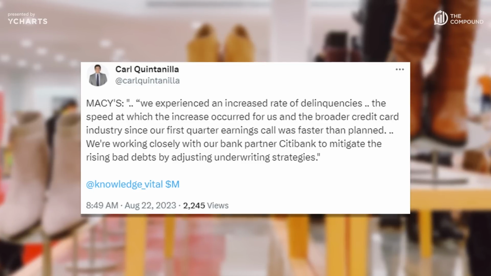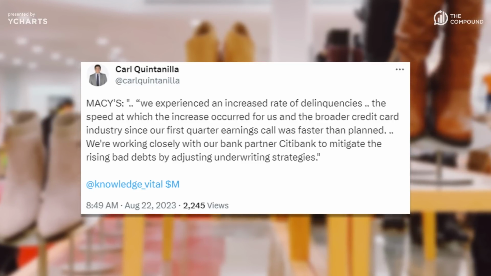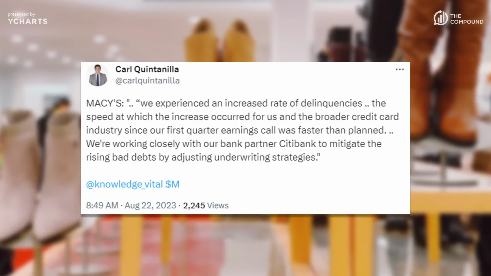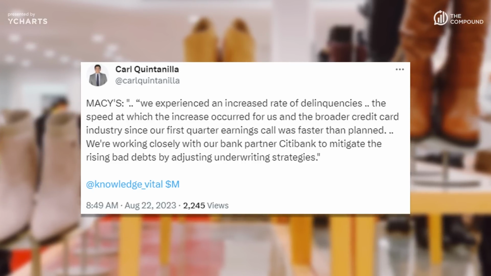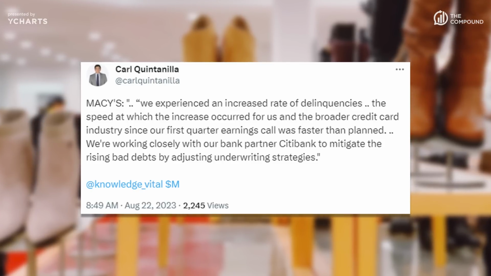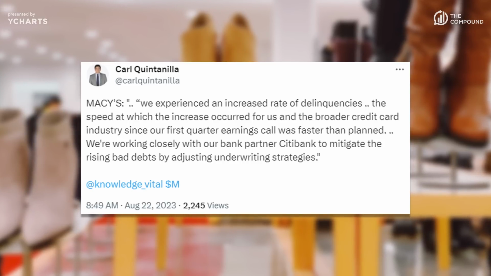Carl Quintanilla tweeted from Macy's: "We experienced an increased rate of delinquencies. The speed at which the increase occurred for us and in the broader credit card industry since our first quarter earnings call was faster than planned. We are working closely with our bank partner, Citi, to mitigate rising bad debts." If you just read that and took them at face value, you'd say, whoa, are we in trouble here? Or maybe Macy's just stinks. I think their same-store sales were down 8% year over year, something like that.